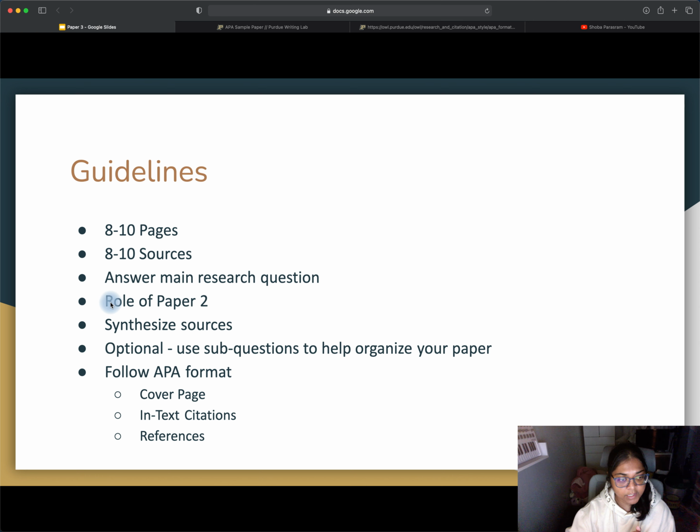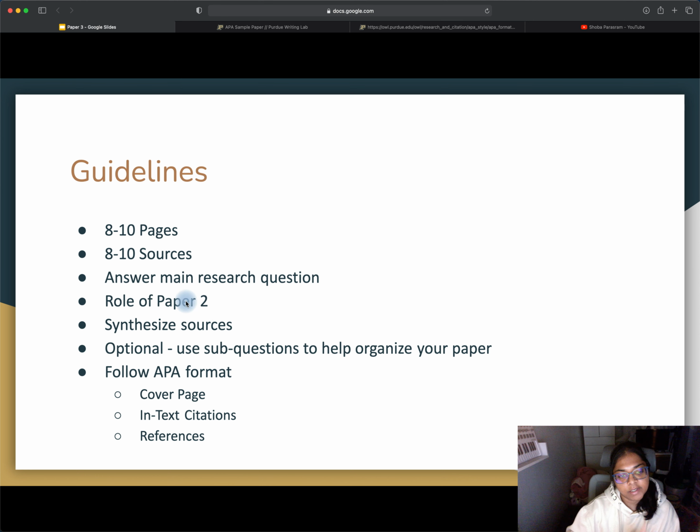Now, one of the things that I had suggested to make things easier for you was to use paper 2 to kind of lay the groundwork for this paper, for paper 3. So if you chose to do that, then that's great. You already have half of the work completed, basically. If you chose to write on a totally different topic, then that's fine. You can create an 8 to 10 page paper on a completely different topic. You are not limited to paper 2.